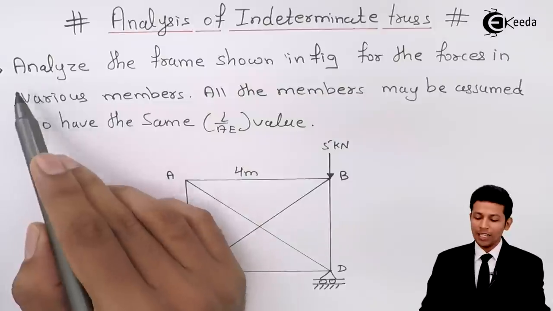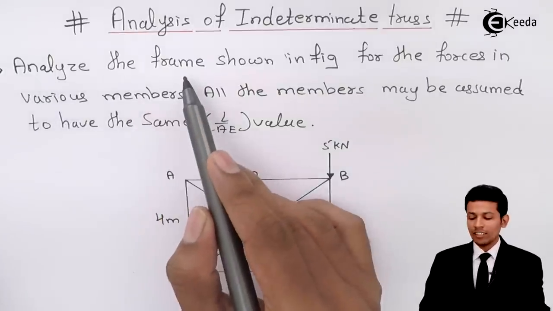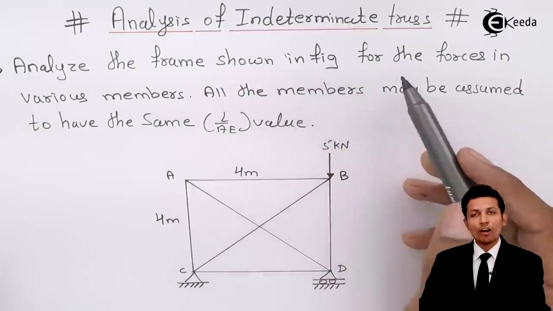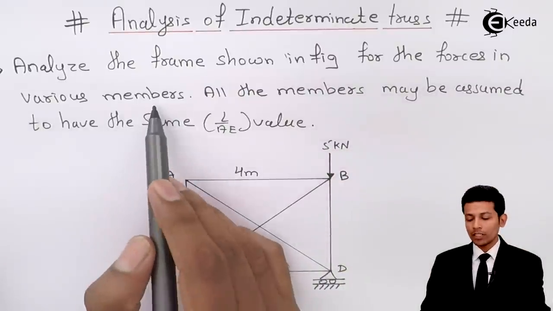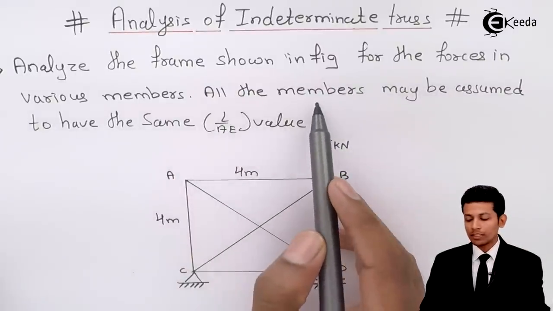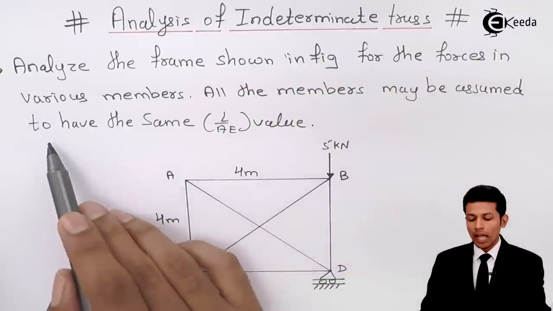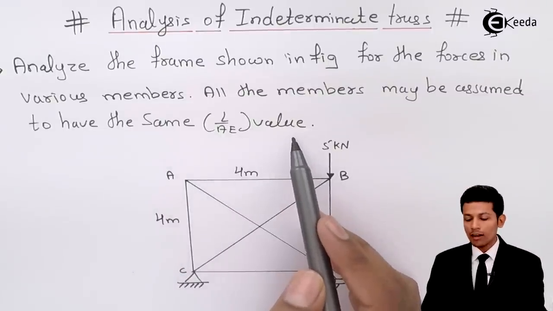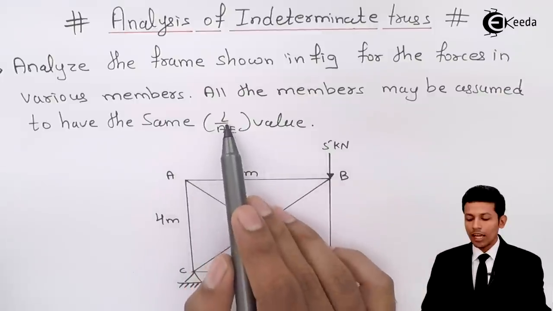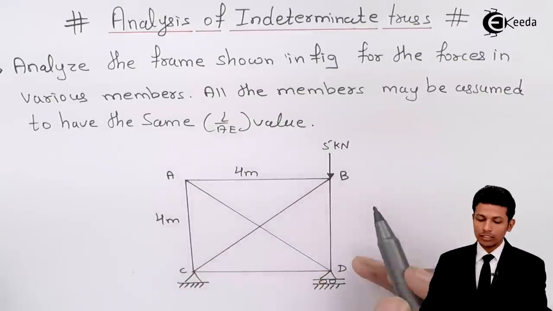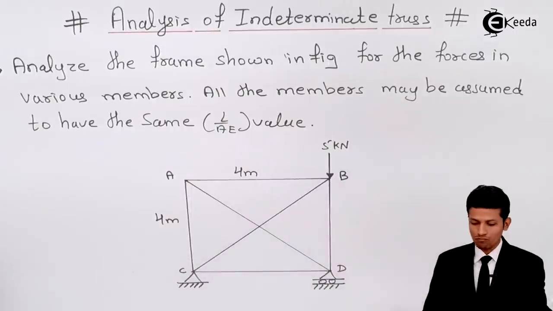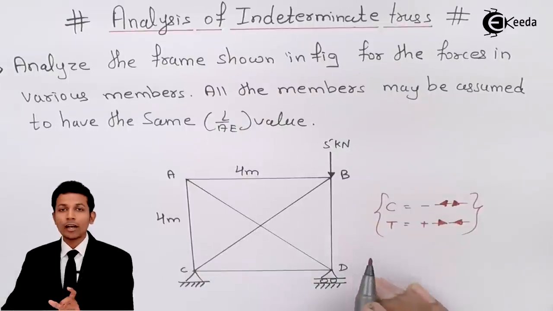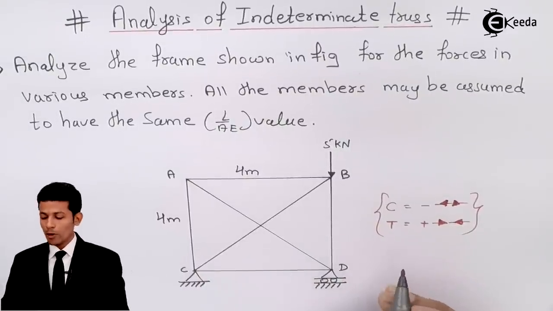The question number one will be: analyze the frame shown in figure for the forces in the various members. All the members may be assumed to have the same L upon AE value. This is the question given to us. In exam, this is a 10 marks question, compulsory in Mumbai University.